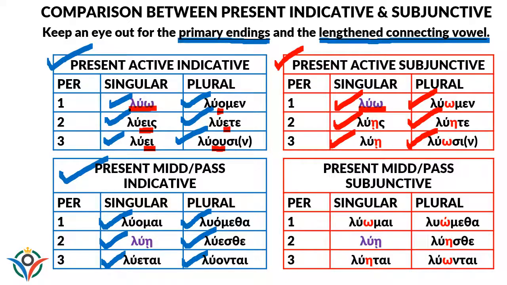Let's now look at the present middle passive subjunctives. So the singular forms, we have luomai, luei, luetai. The plurals, we have luometha, luesthe, and luontai. All right, so once again, we have the primary endings with the lengthened connecting vowels. And then you can also see there that the second person singulars are the same. And once again, you'll only be able to distinguish these from the context in which they are found.